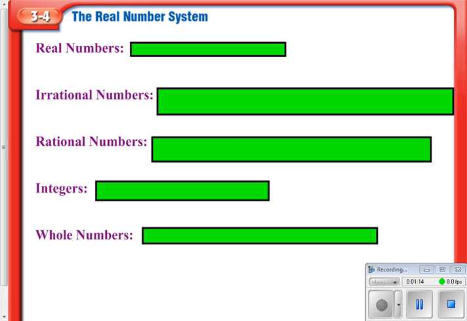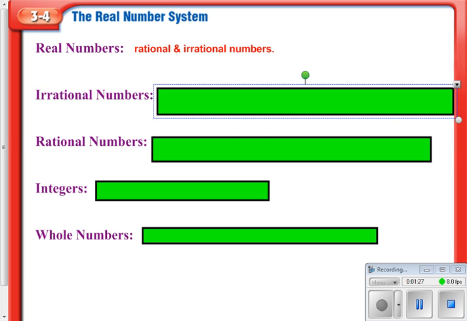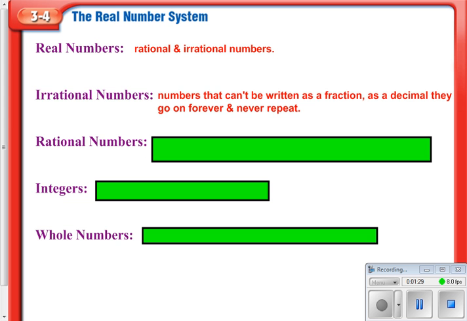A couple other vocabulary terms here. Real numbers, well, we just talked about it. Real numbers contain rational and irrational numbers in the real number system. Irrational numbers, this is what's new today. And again, you already have this down. But they're numbers that can't be written as a fraction. As a decimal, they go on forever and never repeat. That's already listed on your piece of paper.